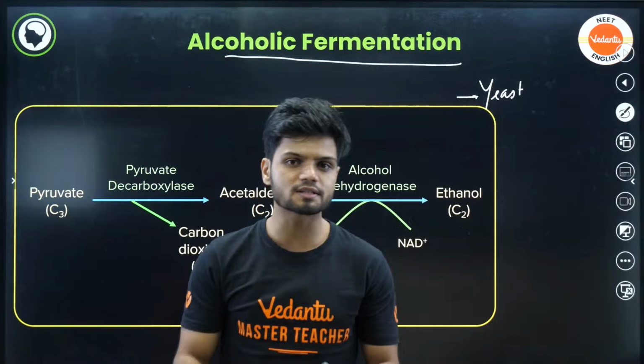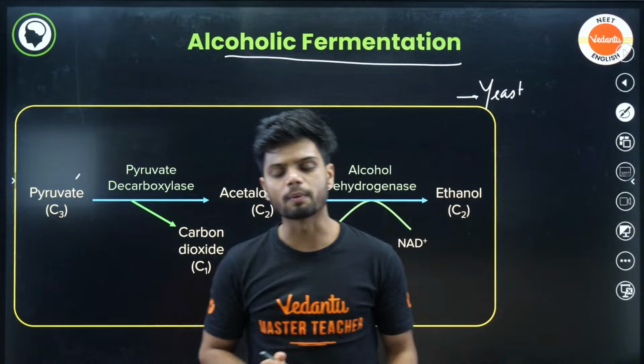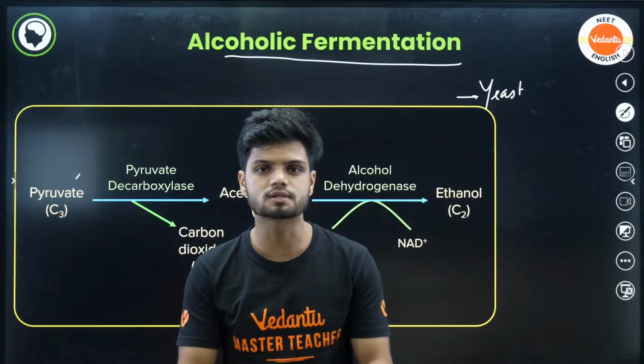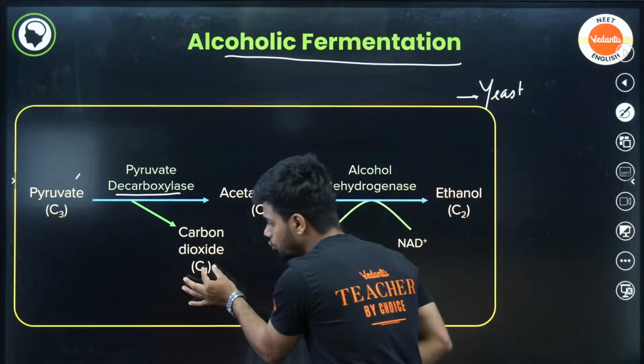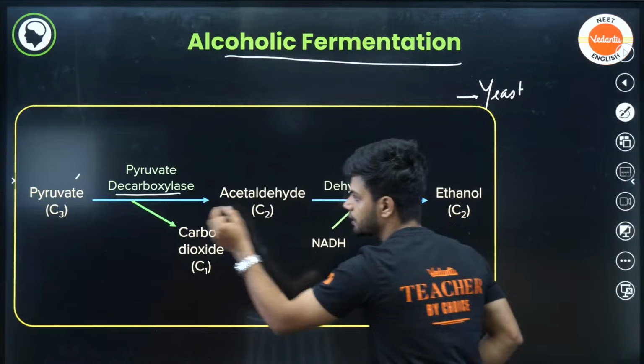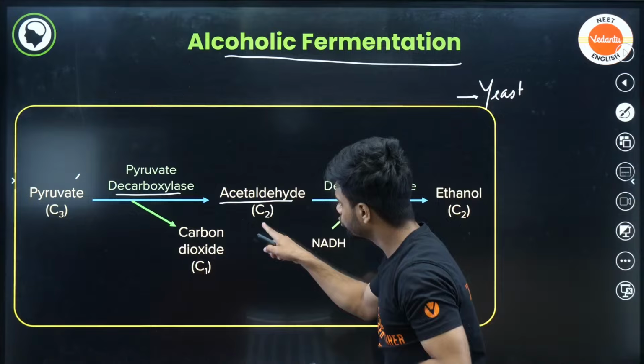What happens in the case of yeast? Pyruvate, which is a 3-carbon compound and a result of your glycolysis, undergoes decarboxylation. Pyruvate will lose a CO2. If 3-carbon is losing 1-carbon, 3 minus 1 is what? 2. So we get acetaldehyde. That is a 2-carbon compound.